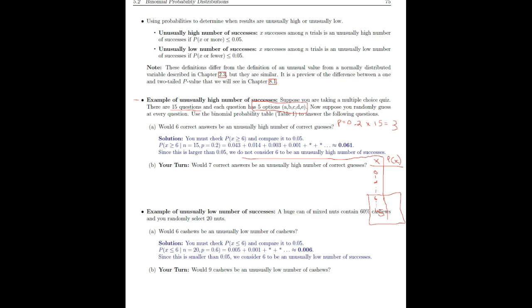All right. So what about 7 correct answers? Would that be an unusually high number of correct guesses? Why don't you try to figure that out on your own, and then press play to see if your answer matches mine.